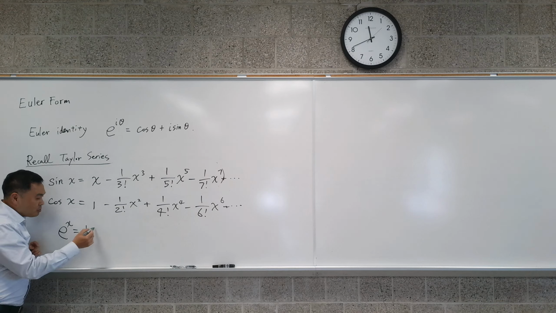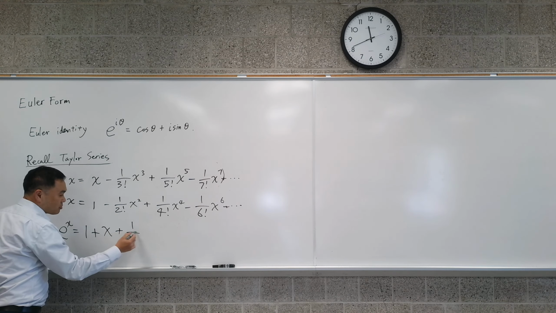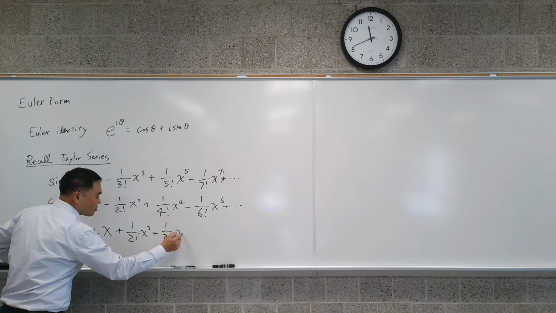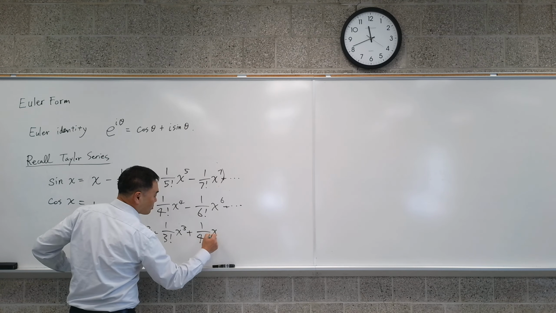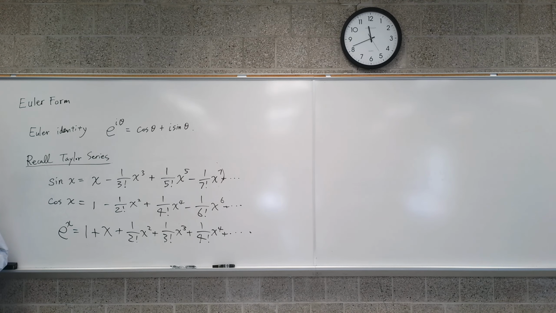This is 1 plus x plus 1 over 2 factorial x squared plus 1 over 3 factorial x cubed plus 1 over 4 factorial x to the 4th, and so on and so on. Okay? What's the derivative of e to the x? So this right side better give you the same thing if you differentiate, right?